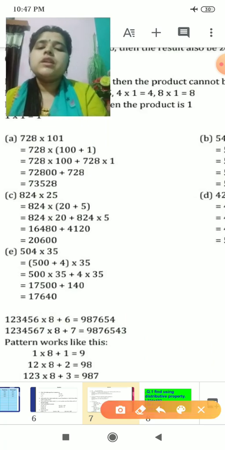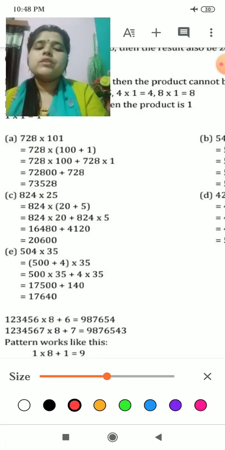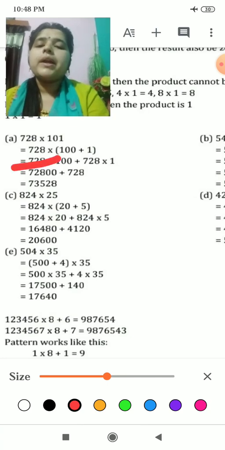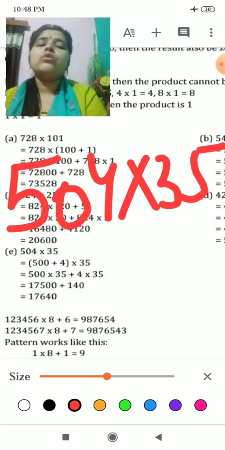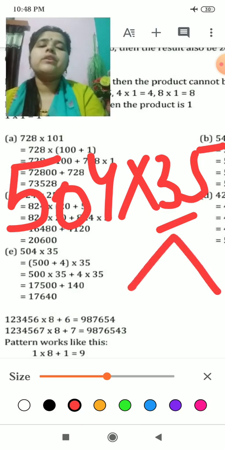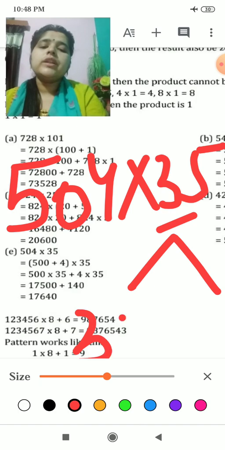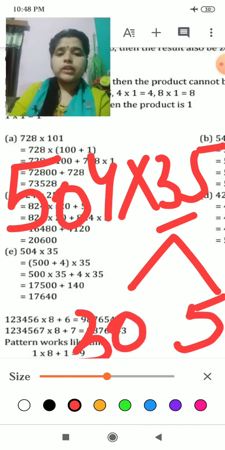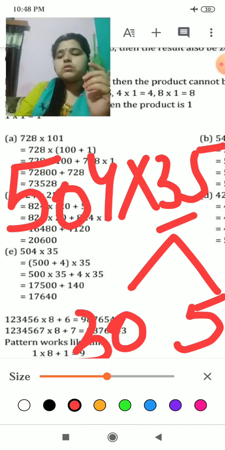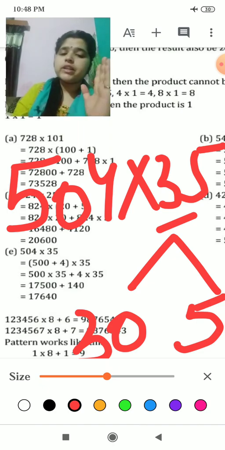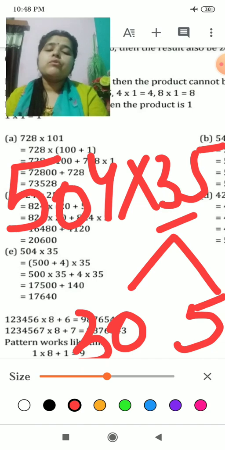Now our E part is 504 multiplied by 35. So I have already told you, you have to break 35. How can you break 35? You can take 25 plus 10. You can take 30 plus 5, but it is better if you take a 0. If any number is 10, 20, and it is possible to break it in this way, it is very good for you, because whenever you multiply, it is easy for us.